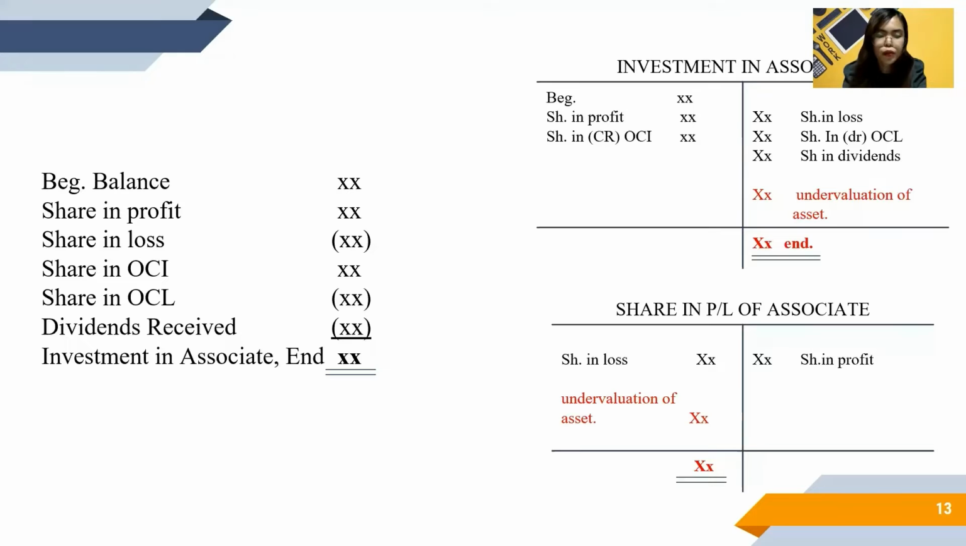So, here is how we compute the carrying amount of the investment in associate at year end. So, may dalawa tayong method. First is yung direct computation. So, dito sa direct computation, yung beginning balance, i-add natin doon yung share in profit. And then, kapag may share in loss tayo, i-less natin. And then, kapag may share in other comprehensive income tayo, i-add din natin. And then, kapag may share in other comprehensive loss tayo, i-less din natin. And then, lastly is yung dividends received i-less din natin. So, kapag tinotal natin yun, makukompute natin yung investment in associate or yung carrying amount.